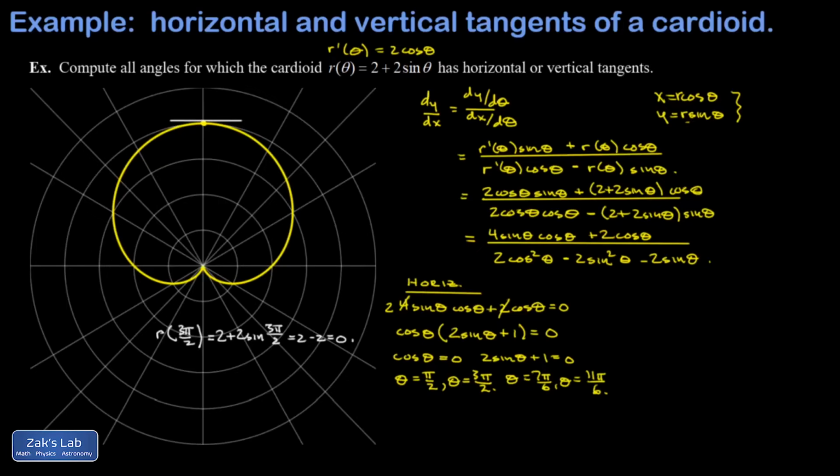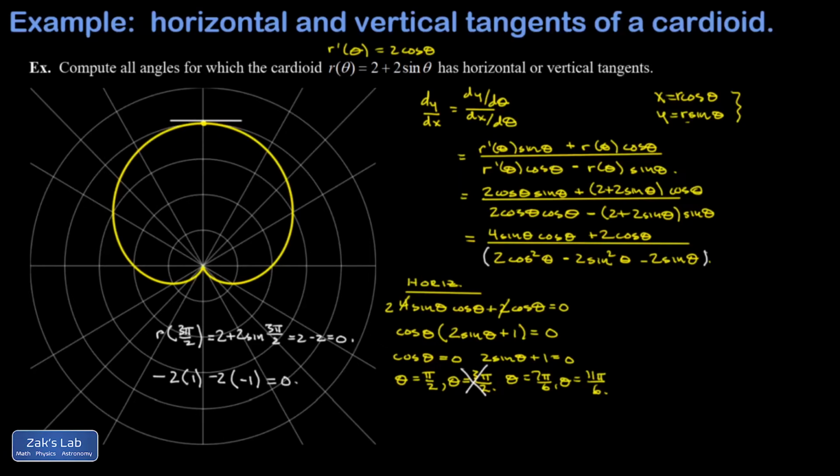If we look in the denominator, if I evaluate that at 3 pi over 2, the cosine term vanishes. And then I end up with a negative 2 sine squared of 3 pi over 2, which is 1, minus 2 times the sine of 3 pi over 2, which is negative 1. And that's negative 2 plus 2, and that's 0. So theta equals 3 pi over 2 corresponds to the numerator vanishing, but also the denominator vanishing. And I end up with a cusp there. And the slope isn't defined, and so we're going to throw that one out.